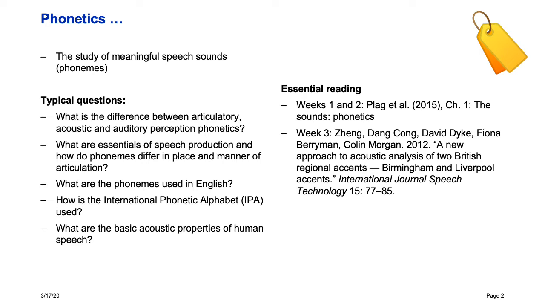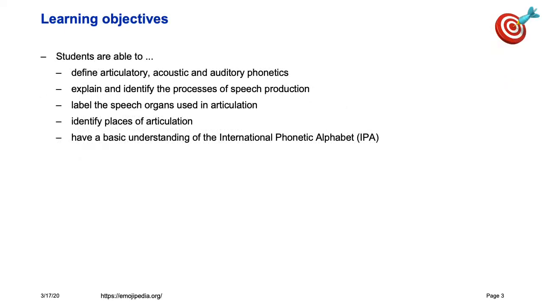The essential reading for the first 2 weeks is my lecture. The third lecture will be given by Miriam Schmalz, or Plug, Chapter 1, and Zheng, Dijk, Berryman, Morgan, 2012, which Miriam will incorporate into her lecture in 2 weeks' time. The learning objectives are that you should be able to define different types of phonetics, identify processes of speech production, label speech organs used in articulation, look at places of articulation, and have a basic understanding of the IPA, which is what we do today.